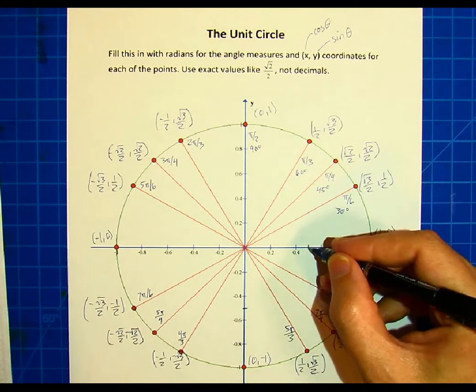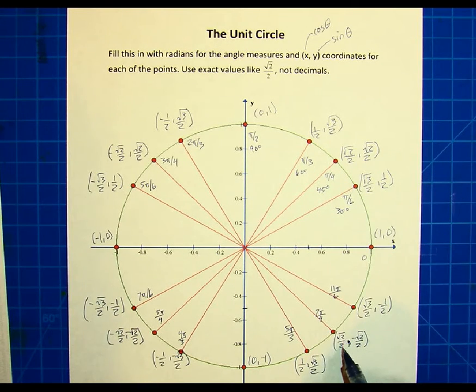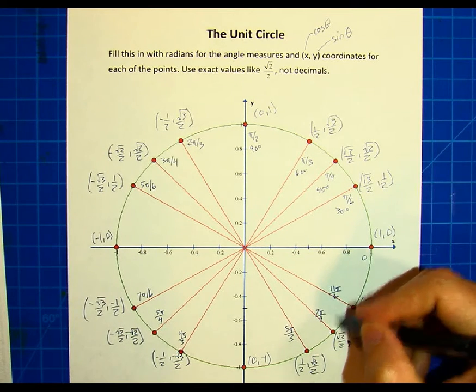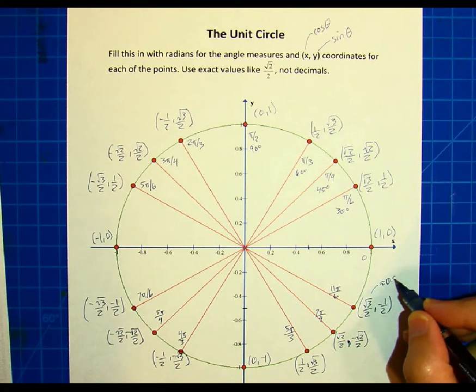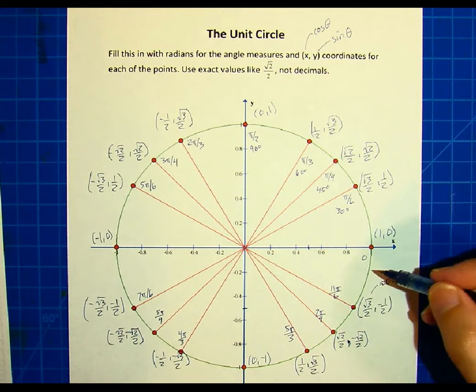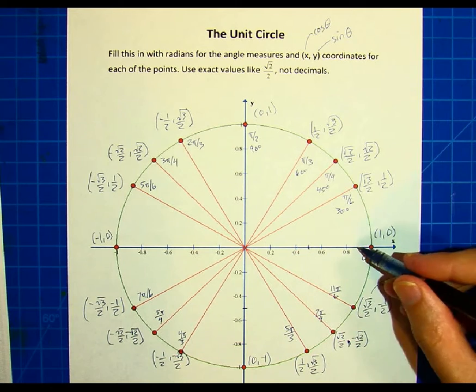This looks like an x coordinate of a half. Root 2 over 2 is approximately 0.71. So does that look like about 0.71? Sure. Root 3 over 2 is approximately 0.866. So somewhere between 0.8 and 0.9. Does that look right? It sure does.